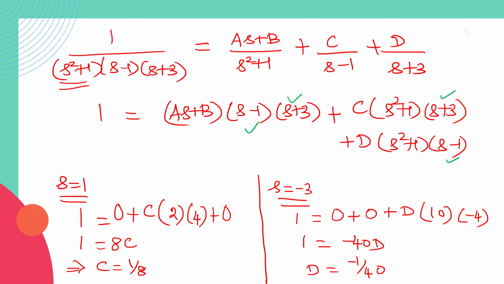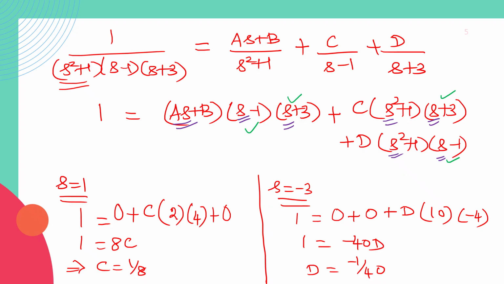For getting the values of a and b, I can compare the coefficient of the s cube term. Actually, we can see here, in the first term it is s times as, that means the s cube coefficient will be a. Similarly, here the s cube coefficient will be c, and similarly the s cube coefficient will be d. So here on the left side there is no s cube term. So 0 is equal to a plus c plus d, and I know the values of c and d, so very easily I can get the value of a.